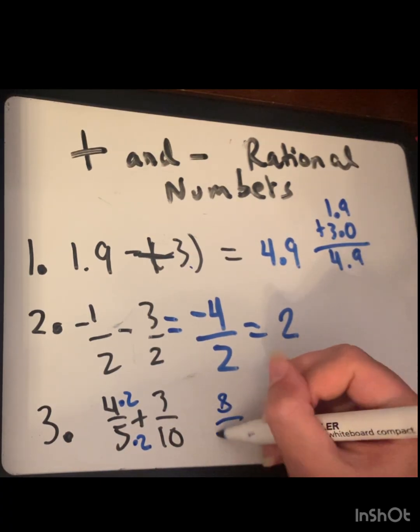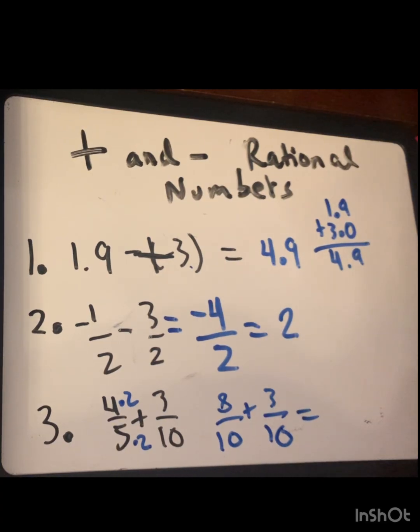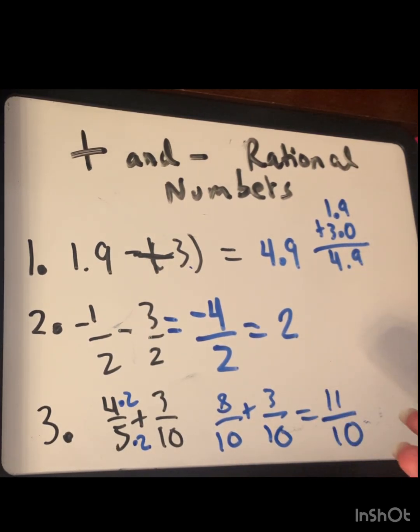And it'd be 8/10 plus 3/10. And then you just add the numerators, which is 11, and you'll leave the denominators, which is 10. And that's it. But guys, I promise, if you have a calculator, you won't even have to do this. You just have to put it into the calculator.